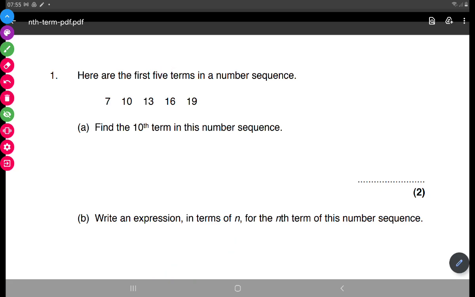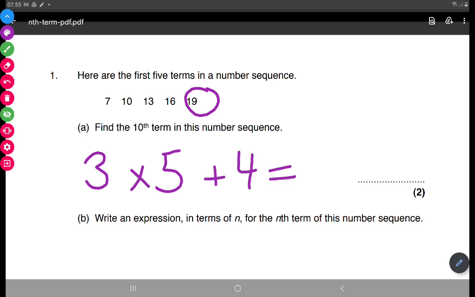Oh, I hit the wrong button again. For finding the term in the sequence. And we were going to check with the 5th term, weren't we? So the 5th term is 19. So what we're saying is 3 times 5, add 4, got it right this time, should equal 19. Now remember, BIDMAS, multiplication first. 15, 3 times 5 is 15, add the 4 equals 19.